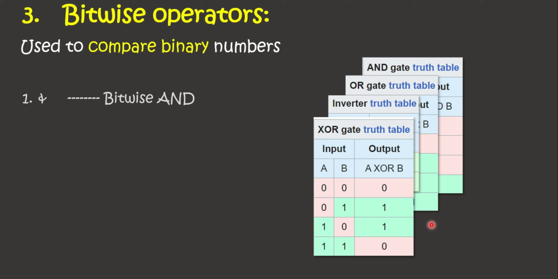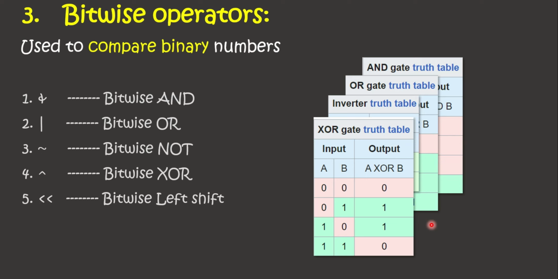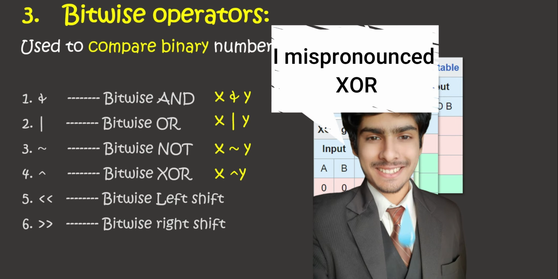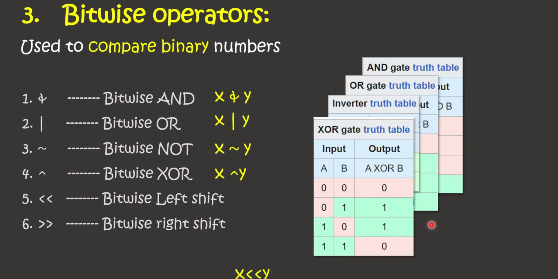So for bitwise, we have operators like bitwise and, bitwise or, not, nor, left shift and right shift. I would give you an example of all of those. For bitwise and, we have x and y, or we could write x or y, x not, x nor y, or x left shift y and x right shift y. Let me give you an elaboration on all of these operators using code.